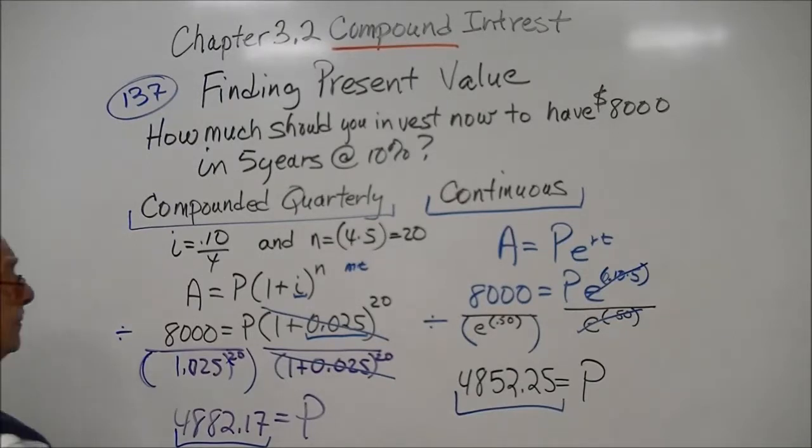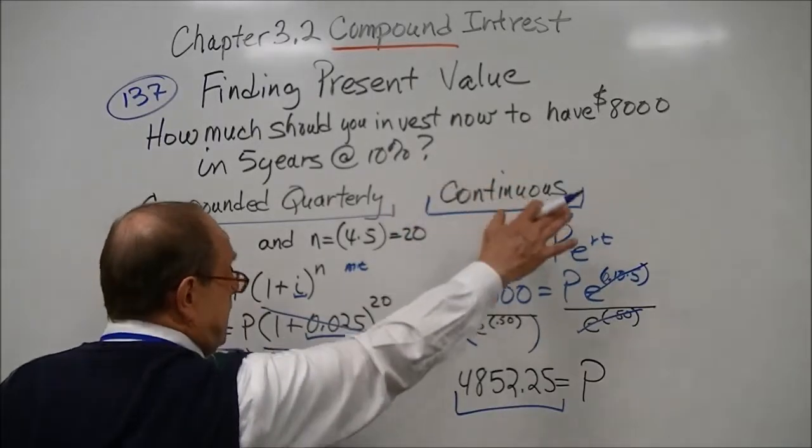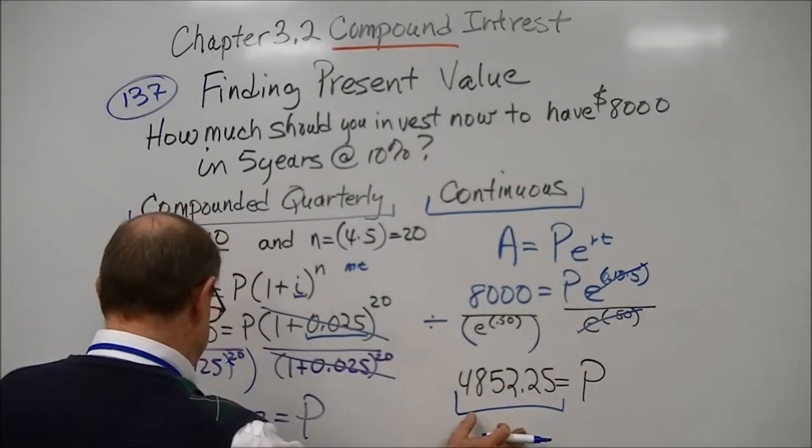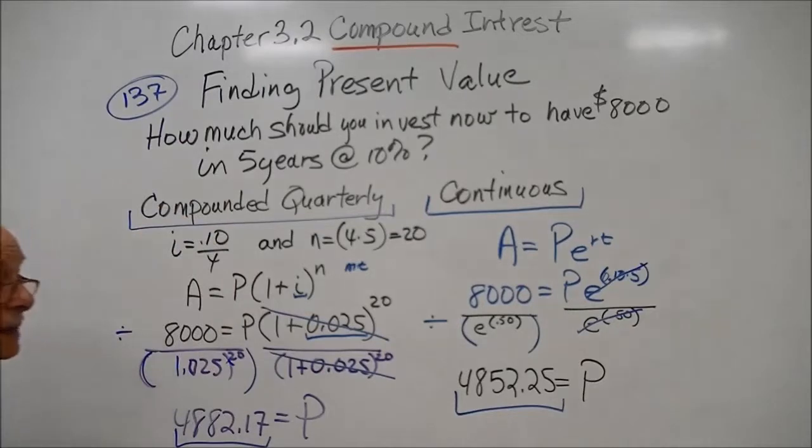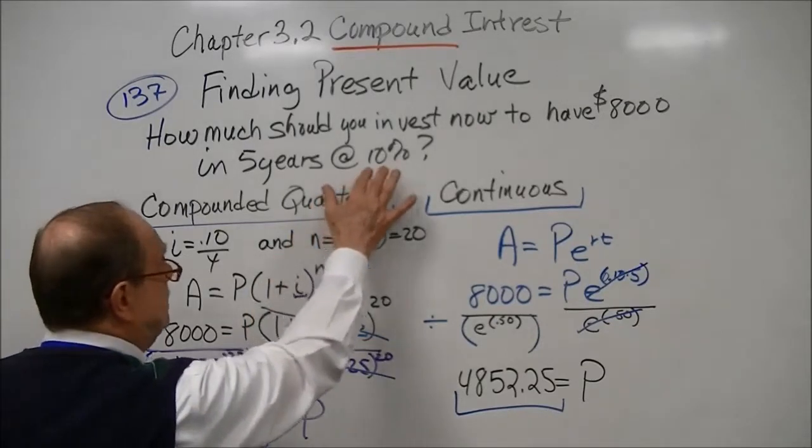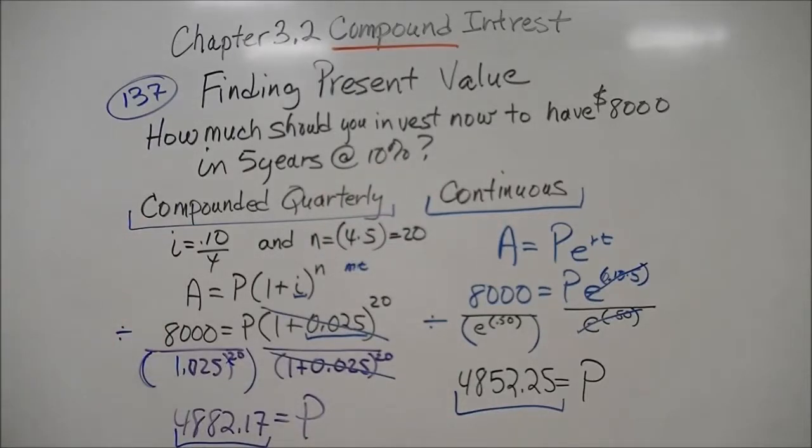Notice that if you have continuous interest on your 10%, you have to put in about $30 less to get to your goal of 8,000 in 5 years. But let me just mention, in today's world, to get 10% on something, that's a tough thing to do. Interest rates right now are very, very low. I get 1.5%, and that's hardly anything. That doesn't keep up with inflation even. Okay.